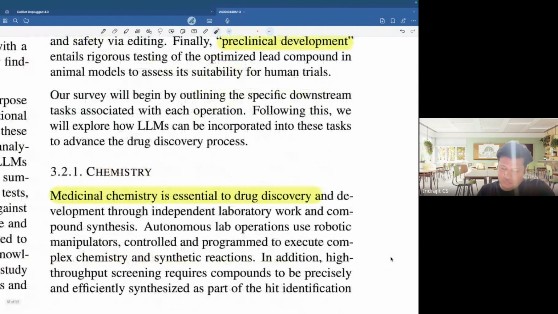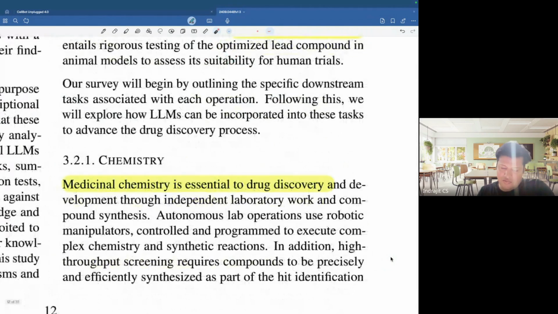So in this survey, it has begun outlining the specific downstream task associated with each operation. Following this, we will explore how LLMs can be incorporated into these tasks to advance the drug discovery process.